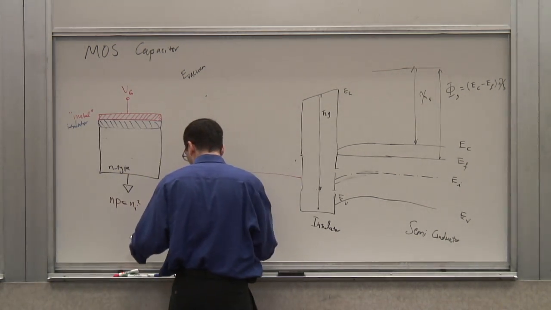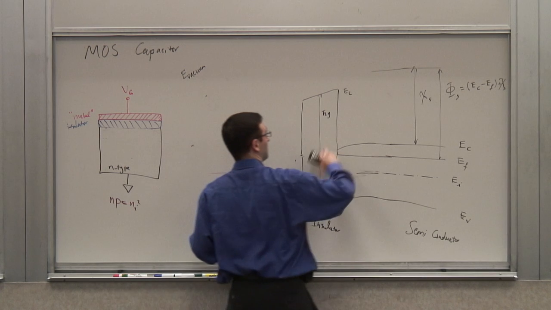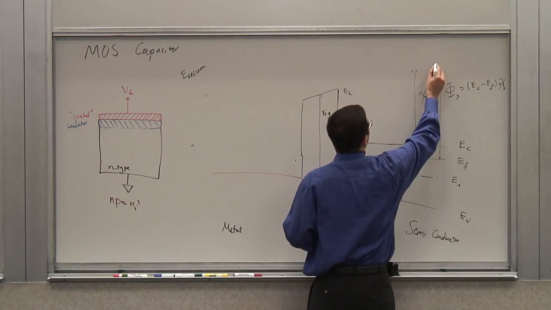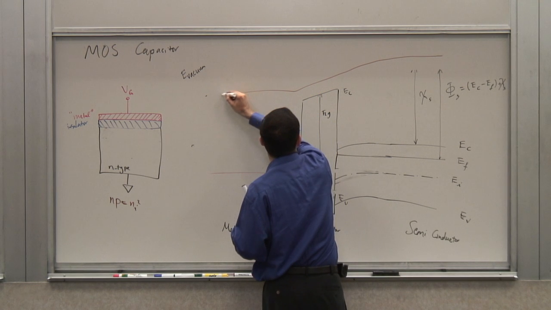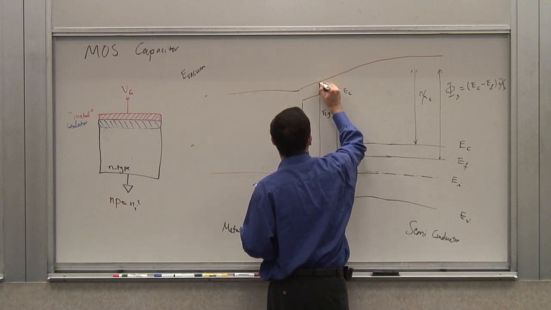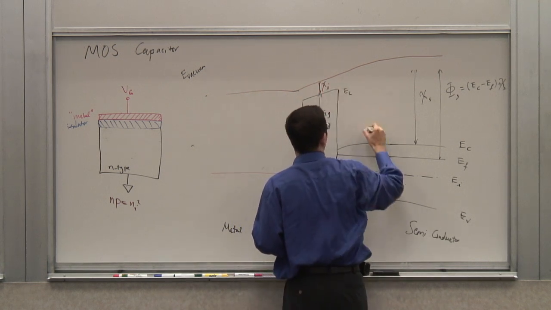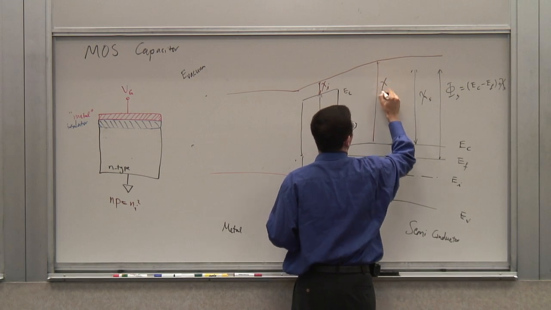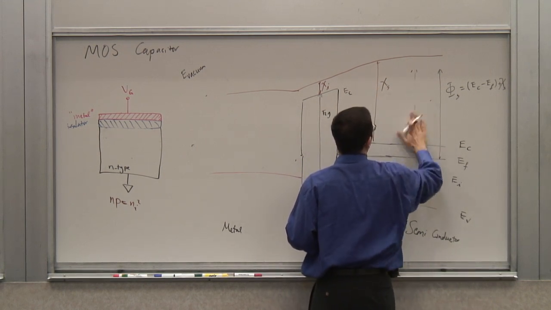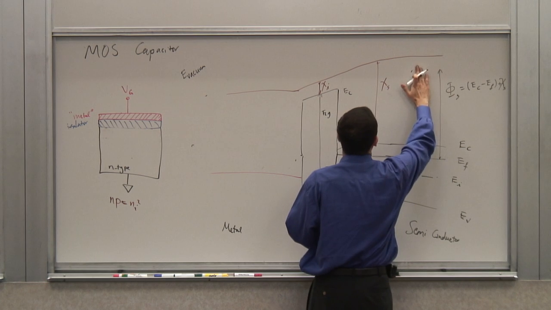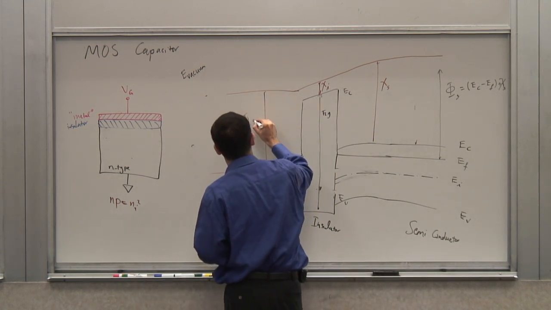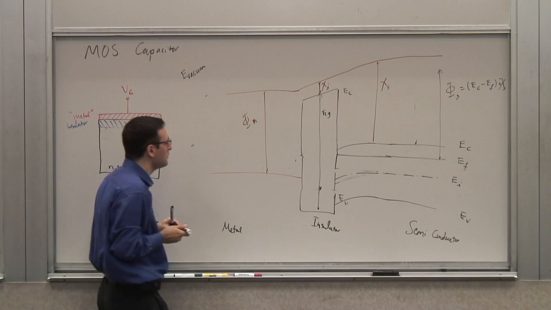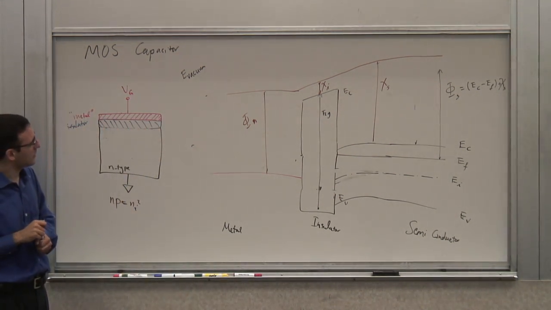And how about the vacuum energy? The vacuum energy has to track these because this has to be constant, so it drops here and then it goes flat. So this has to be constant, this has to be chi I, this has to be chi s at all points. So this tracks the conduction band. And here it's constant, so it's basically phi n. So that's what the picture looks like.